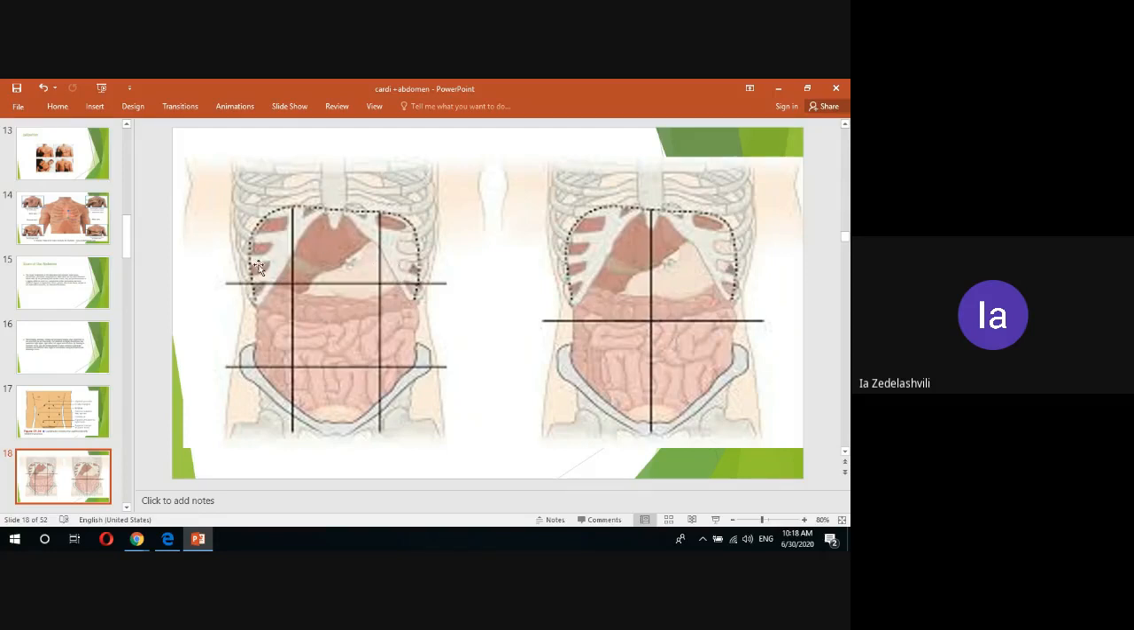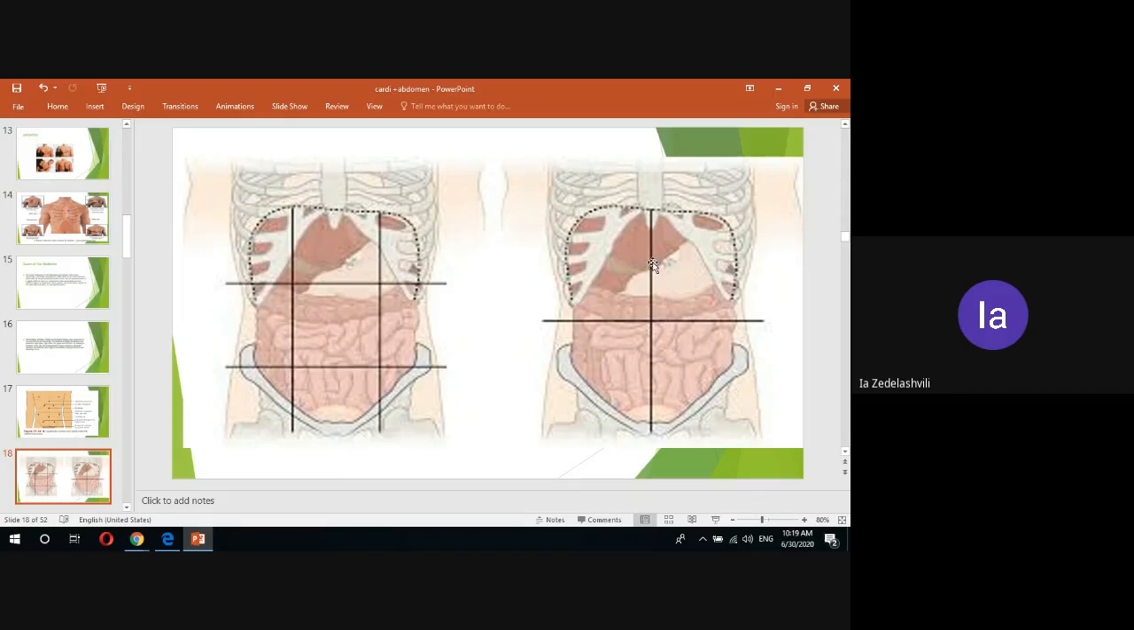In each quadrant there are specific organs inside which must be described. It's difficult to remember all of them. You only have to remember how we divide it into 9 ones.